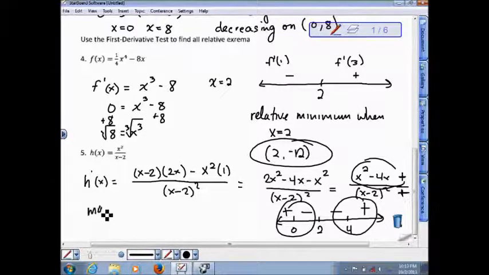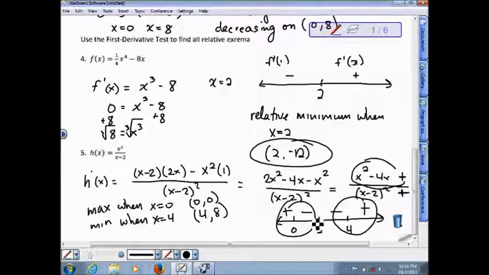So there's a maximum when x equals 0. And here, because it's switching from a decreasing function to an increasing function, when x equals 4, we have a minimum. And then we have to plug these values into the original function to figure out the point on the graph. So when x equals 0, h of x is equal to 0. So that point is (0, 0). When you plug a 4 into the original function, 4 squared is 16, and 4 minus 2 is 2. 16 over 2 is 8. So the point is (4, 8).